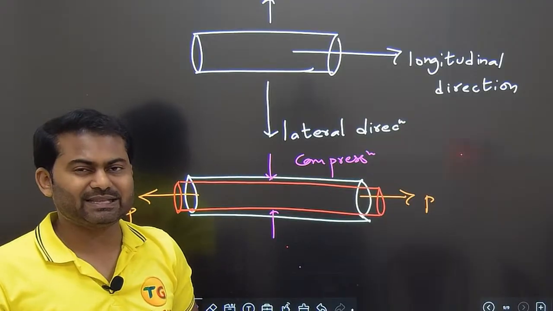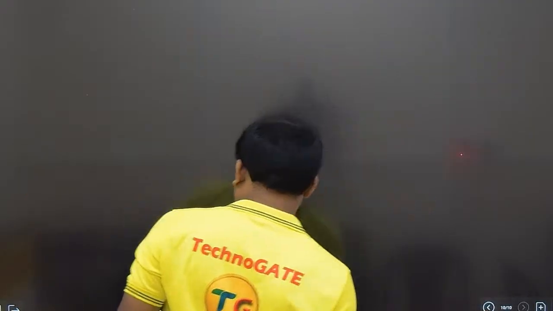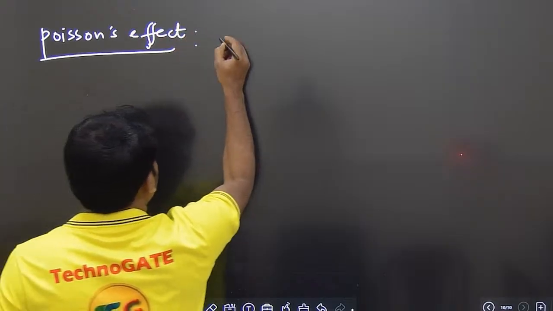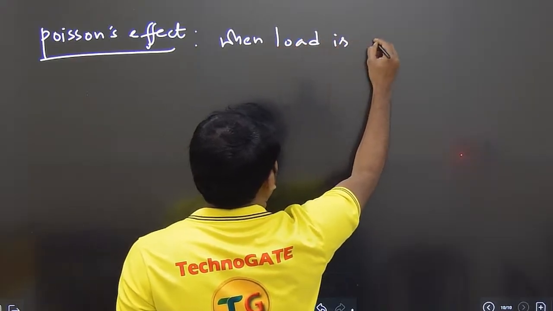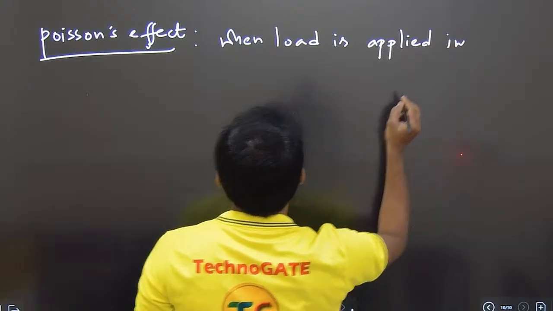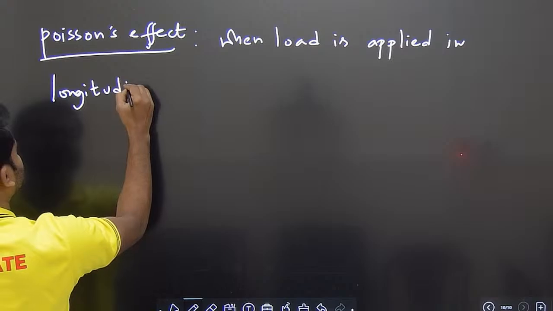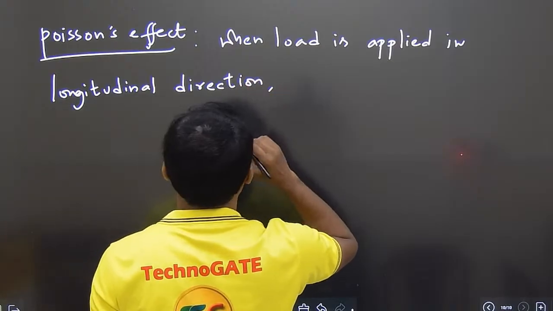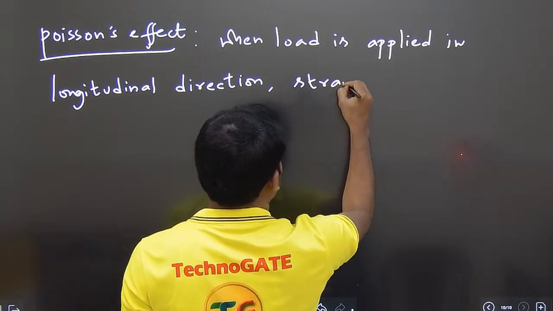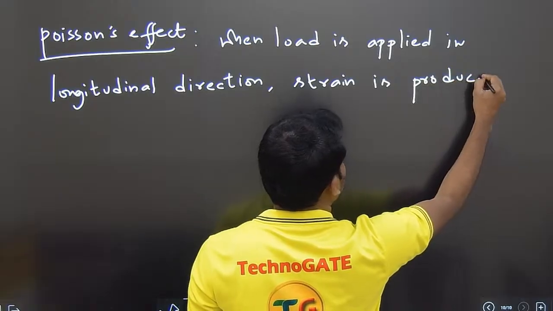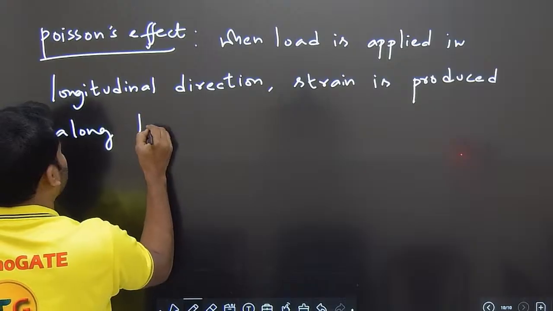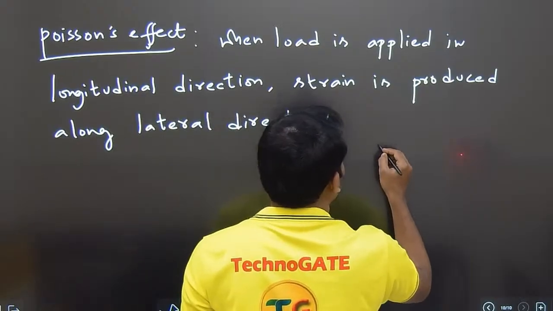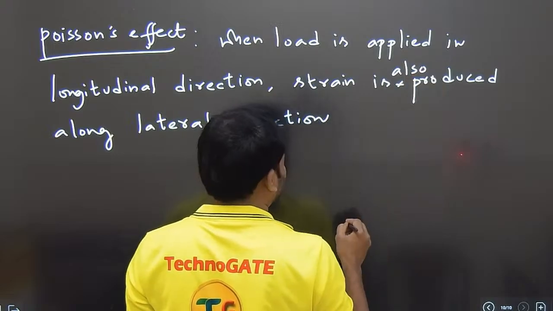This effect we call Poisson's effect. Let me put the definition here. Poisson's effect: when load is applied in the longitudinal direction, strain is produced along the lateral direction also.